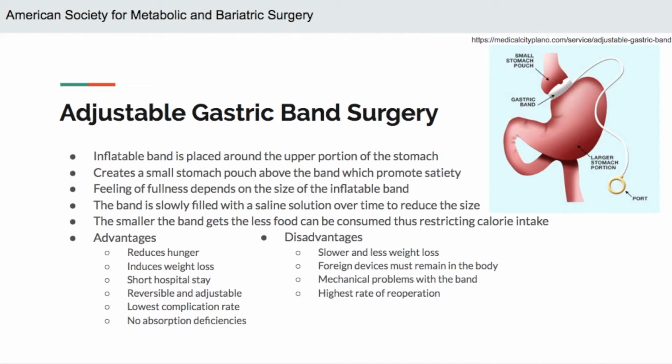And so this works because you have less food intake and less caloric intake, and this reduces hunger. And advantages include reduced hunger, induces weight loss, short hospital stay because it's a one-step surgery, it's reversible and adjustable, it has low complication rates, and you have no absorption deficiencies. The disadvantages include a slower weight loss and less weight loss compared to the other surgeries, and the foreign device must remain in your body. And there can be mechanical problems that arise with this inflatable band. And this surgery has the highest rate of reoperation compared to other surgeries.